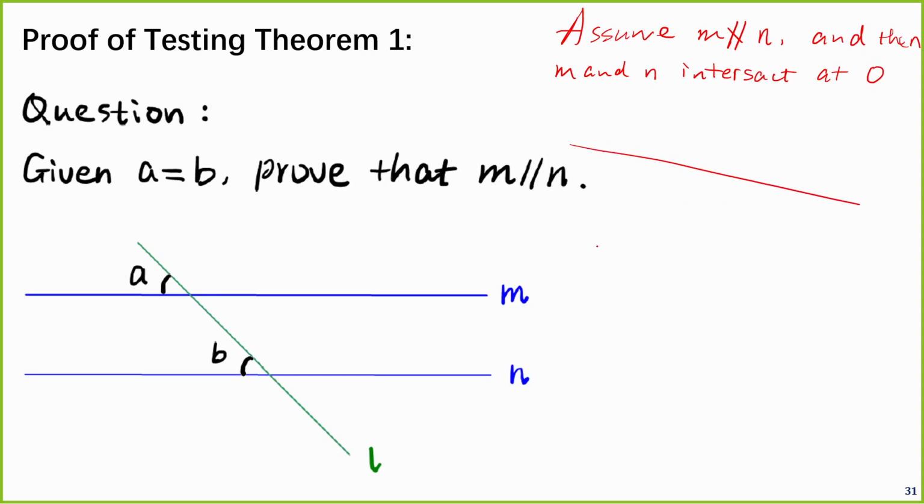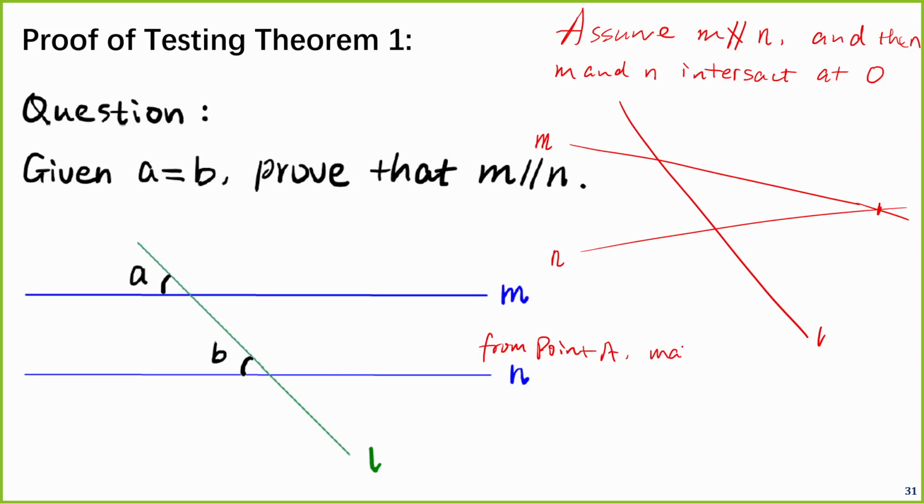So suppose this is M, this is N. This is line N, this is M, right? And this is our line L. So from point A, we can make a line FC that is parallel to N. This is point A. This is point B. If M is not parallel to N, then we can make a line that is parallel to N, right? For example, this line could look like this. So let's call it FC. Can you follow me? Then we know this line and the line M must be different lines, right?